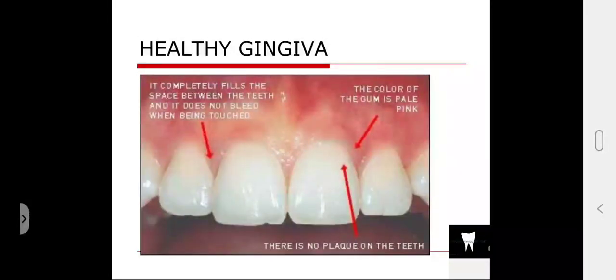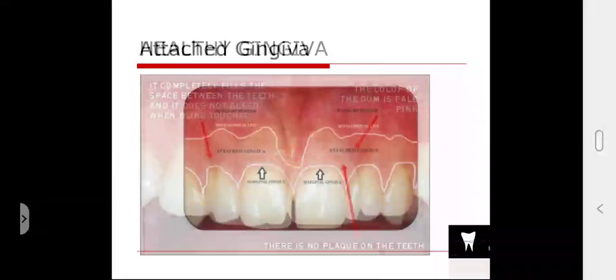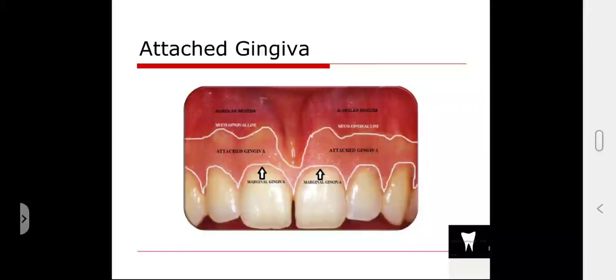Healthy gingiva, we learn this right from the get-go, that the color is pale pink, coral pink. It fills the space, though. That's what I really want to point out with this picture, talking about that interdental gingiva, is that it really fills the space between the teeth and does not bleed when being touched or when you're probing. There's no plaque. So virtually none of our patients look like that, do they? Most of them have some biofilm or plaque.